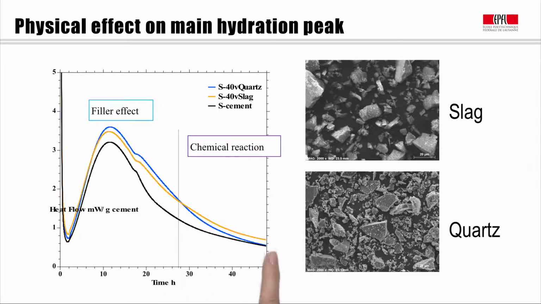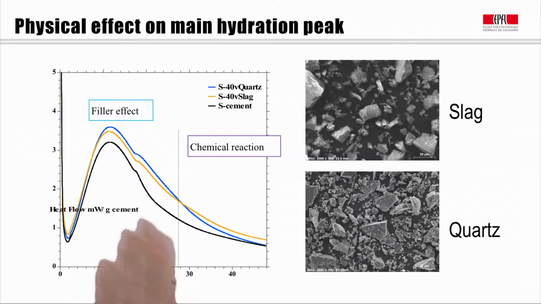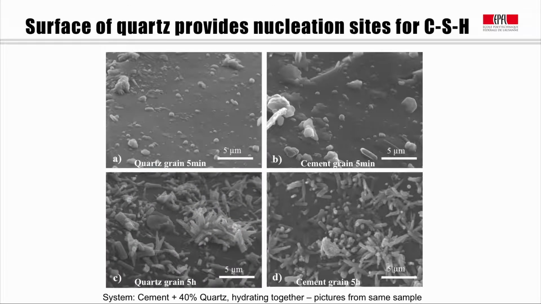After the first day or so, we can see that the slag reactivity starts to be higher, indicating that this is actually the slag itself reacting. So over here we have the filler effect, and here, later on, the chemical reaction. Now, when we look into the micrographs, why did we do this? Most people have proposed that this filler effect comes from the extra surface providing extra nucleation sites for CSH. And when we look in the SEM, this seems to be the case.